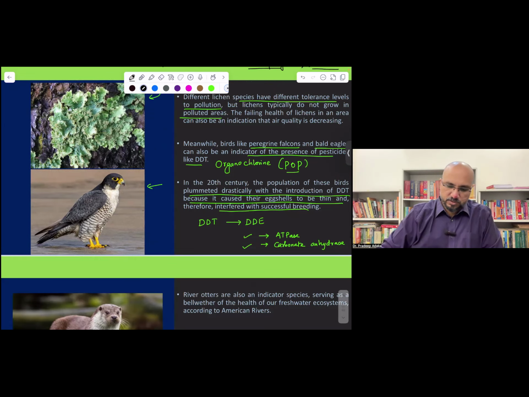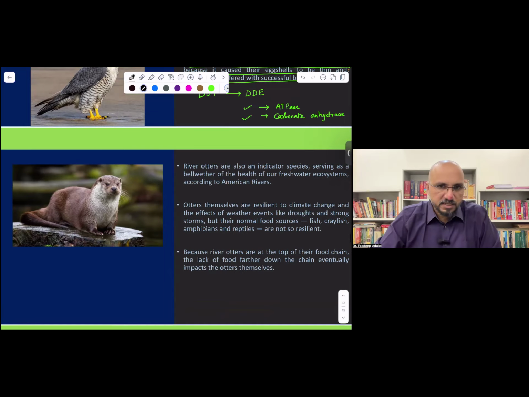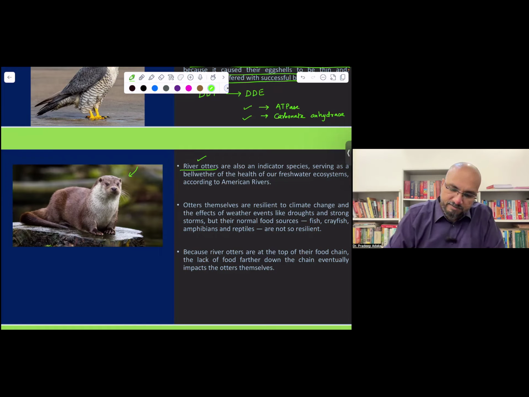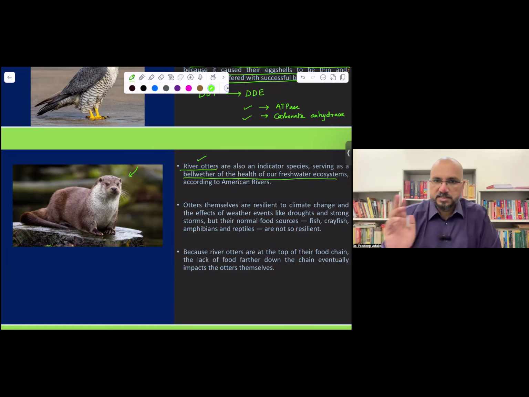Okay, so river otters, they are also indicator species. These are not rodents. River otters are a different group of animals. They serve as a bellwether of the health of our freshwater ecosystem. Bellwether means the person at the front of the group, the leader, you can say, or the sheep which walks in the front and the rest of the sheep follow.